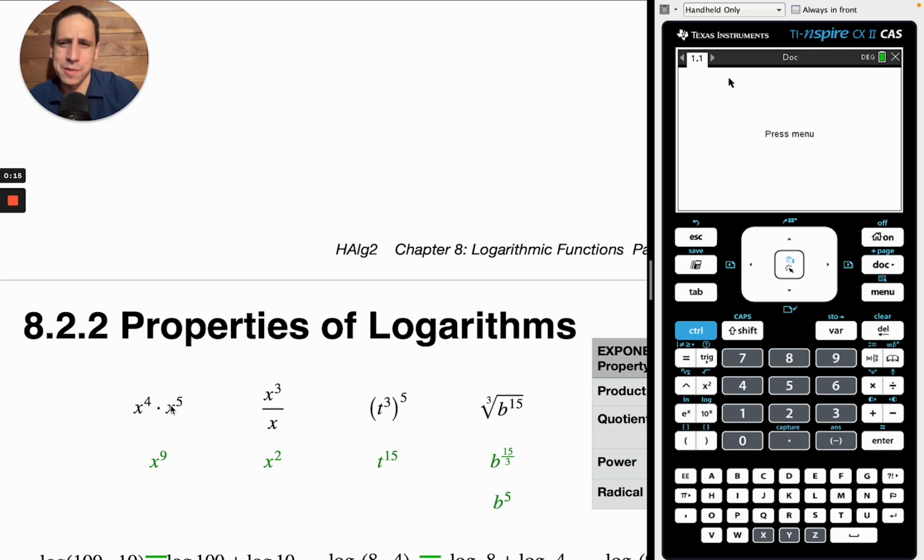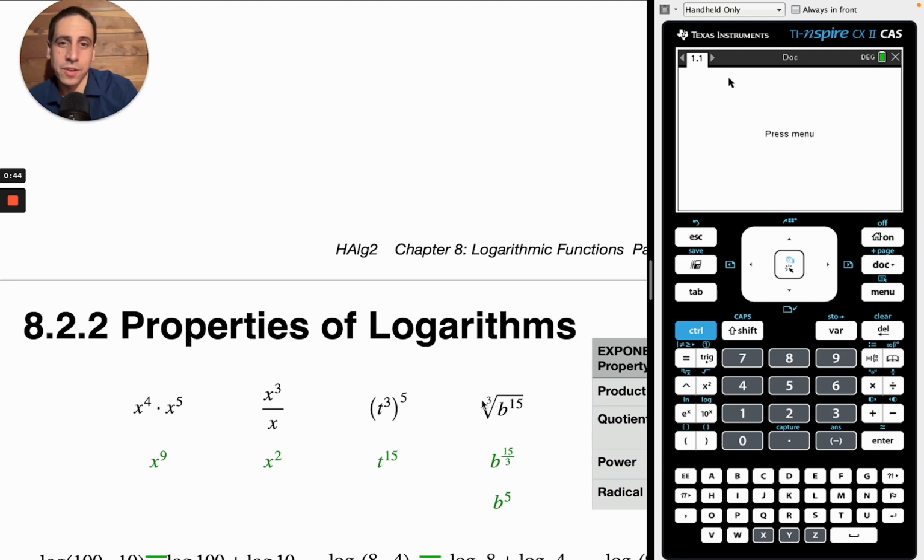You know that if you want to combine these two together, if you're multiplying the bases, then you're going to add the exponents. There's multiplication here outside of the exponent, and then that turns into addition. 4 plus 5 is 9. If you are dividing the bases, then you can say that 3 minus 1 is 2. Division becomes subtraction. And here, with exponents, you're raising t to the third to the fifth power, that turns into multiplication. 3 times 5 is 15.